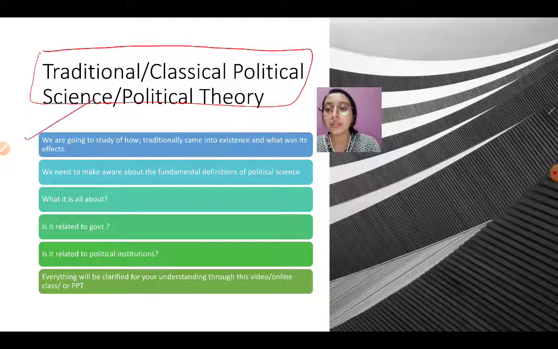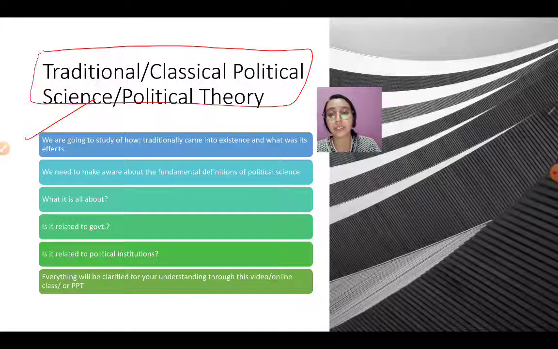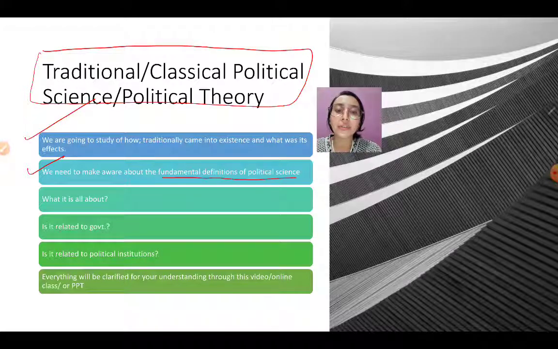In traditional, we are going to study how political science came into existence and what its effects were traditionally. We need to be made aware of the fundamental definitions of political science in traditional or classical political science. We will study how political science came into existence, and moreover the fundamental definitions of political science.